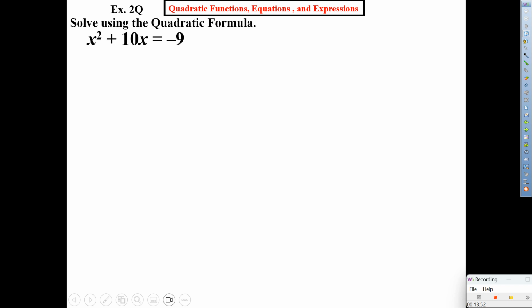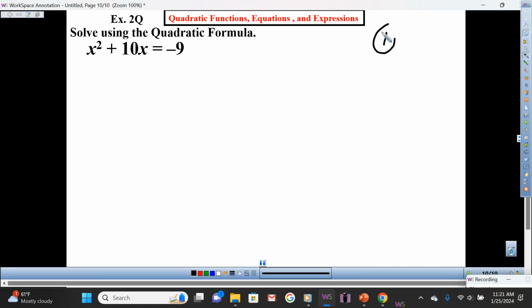Solve using the quadratic formula: x squared plus 10x minus 9. So we're going to solve this using the quadratic formula. We're going to go through the process. We're going to do plenty of them together. Then you're going to do some on your own, but you should be able to do these by now. Here we go. Step 1 on the side: SF. Tell your neighbor what that means. Yeah, standard form, and make sure it's equal to 0.